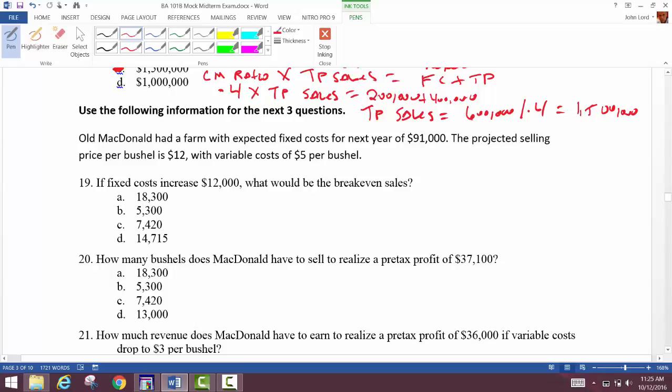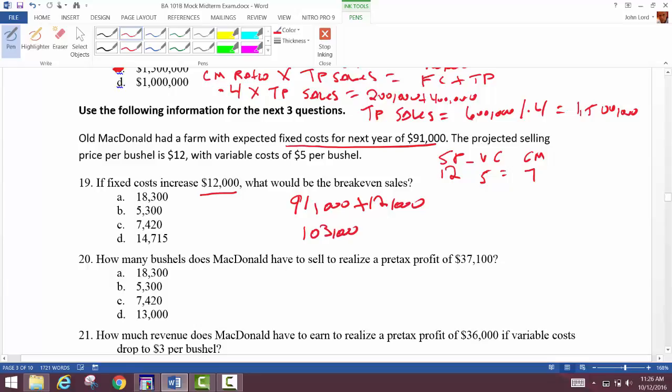So my sense is I'm going to first get my contribution margin. Sales price is 12 minus the variable cost of 5, which means I have a contribution margin per unit of $7, right? They're telling me the fixed costs are 91,000, but then they say the fixed costs are going to increase 12,000. I simply add that increase to the fixed costs given to me, and that gives me 103,000.